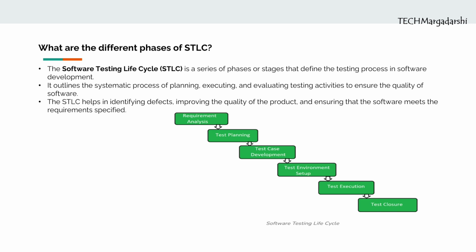Now, here is the next question. What are the different phases of the software testing life cycle? The software testing life cycle, or STLC, is a structured process that defines the different stages of testing in software development. It provides a systematic approach to planning, executing, and evaluating testing activities with the goal of improving product quality and ensuring the software meets business requirements. And this is the block diagram of different phases in the STLC cycle.